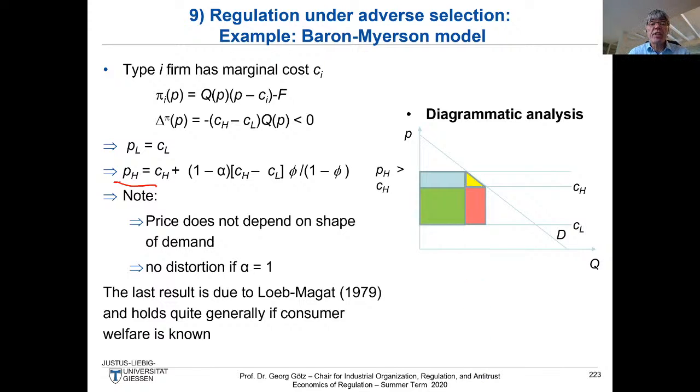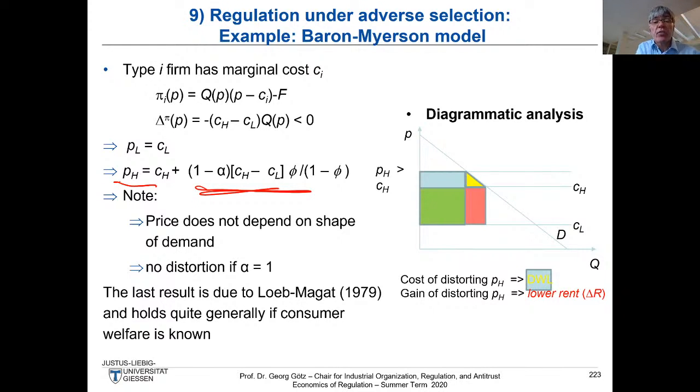Of course, it comes at a cost, because you now distort the price of the high type, and you get this yellow triangle as a deadweight loss. So once you calculate the optimal price, you balance the cost of distorting, which is the yellow triangle, with the gain from distorting, which is the lower rent, the red rectangle here.